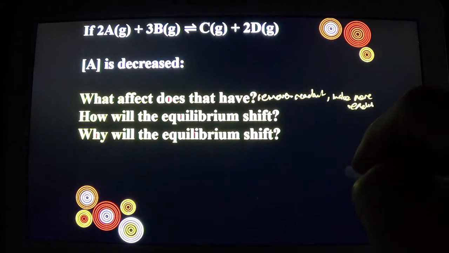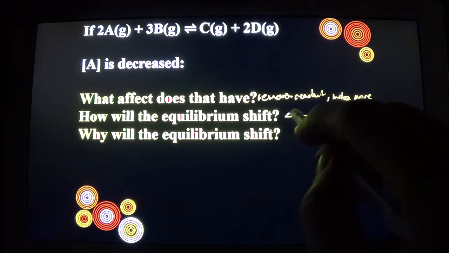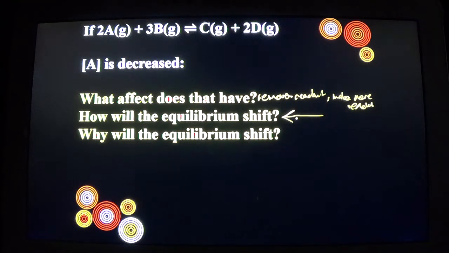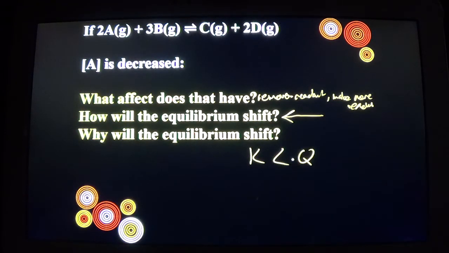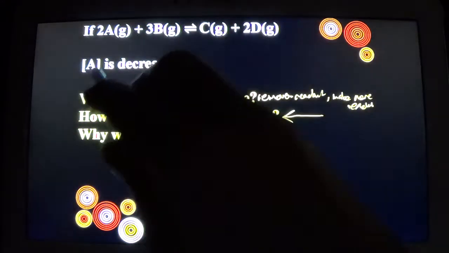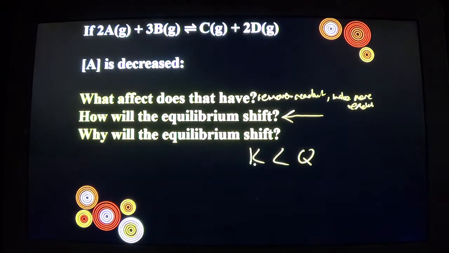How is it going to be able to make more reactant? Turn what used to be products back into reactants. That would be a shift to the left. Why is that? Because Q, when I removed A, became greater than K and needs to now get back to K.